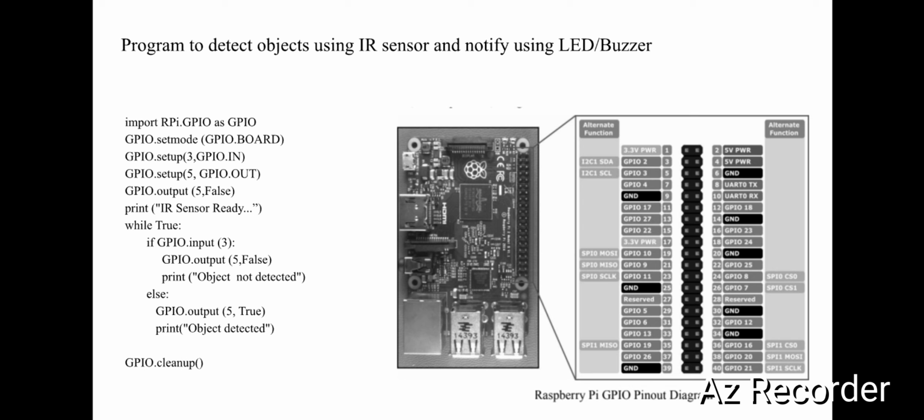And at the last we have to release all the resources, or we have to release all the GPIO pins. That's why we have to write GPIO.cleanup. So this is a program to detect an object using an IR sensor and notify using an LED. Thank you.